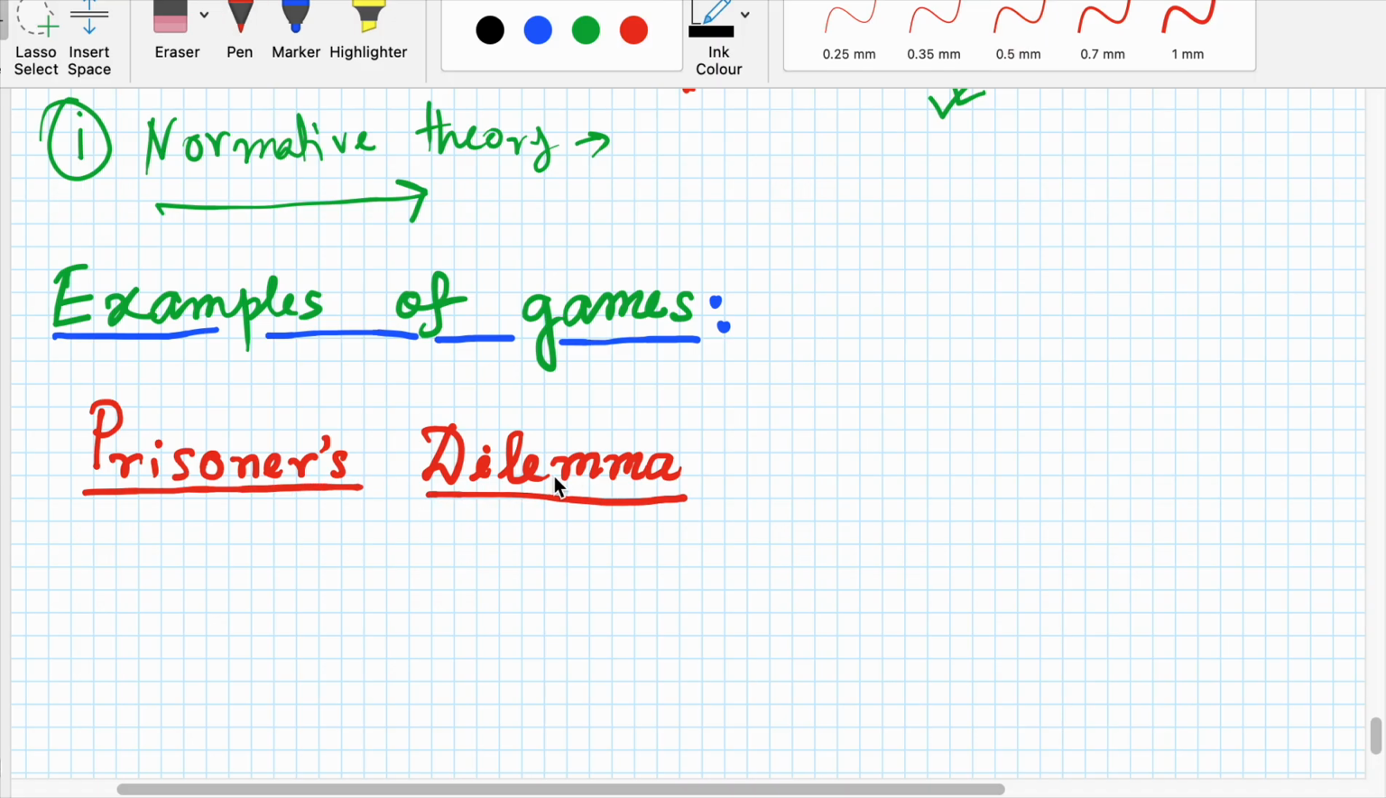As the name suggests, this game captures the dilemma of prisoners. However, this game does not only capture the dilemma of prisoners. We will learn in this section that there are many situations that can be represented as a prisoner's dilemma.